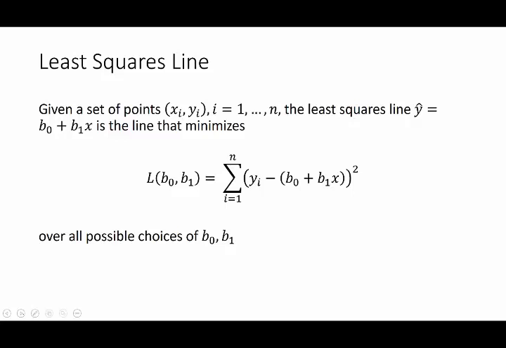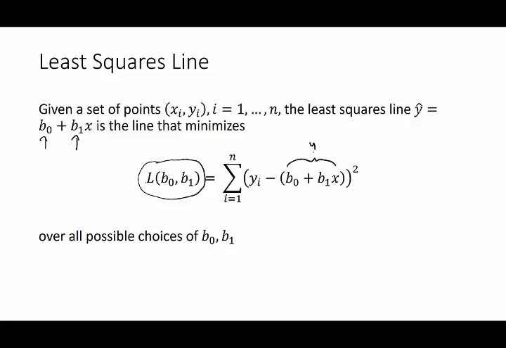So the least squares line is the idea that given a set of points (xi, yi) for i equal 1 to n, the least squares line, y hat equals b0 plus b1x, is the line that minimizes the sum of squared errors, L, which we're going to call L of b0 and b1. So think of this as a function of the intercept and the slope.